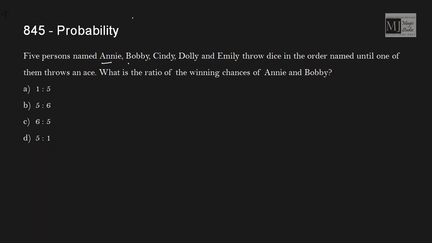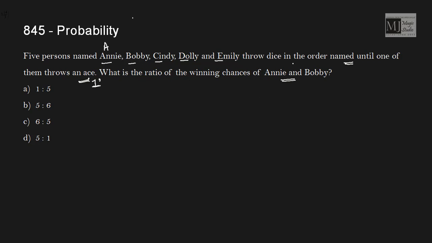5 persons A, B, C, D, E throw a dice in the order named until one of them throws an ace. Ace means getting 1 on the dice. What is the ratio of winning chances of A and B? And who is starting the game? A is starting the game.